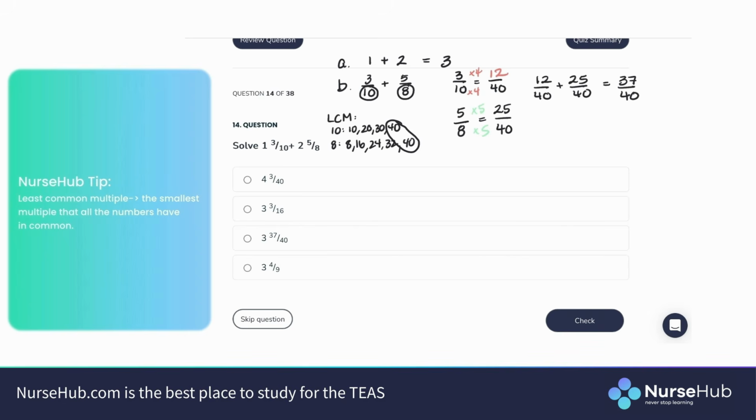Proper fraction, since the numerator is smaller. And if we looked at the factors, the only common factor that 37 and 40 have in common is the number 1. So this means that it is in simplest form. The answer is not 37 40ths. Do not forget to add your whole number from the front. So 3 plus 37 40ths is just going to give us 3 and 37 40ths. Right here.